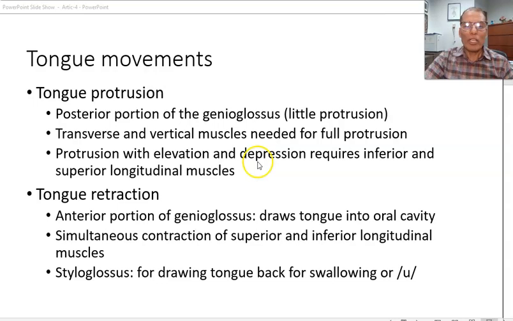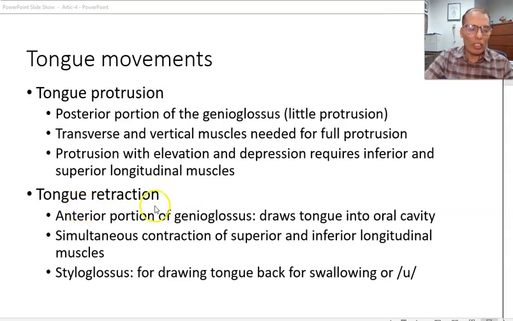Protrusion with elevation and depression like this or like this requires the inferior and the superior longitudinal muscles, in addition to the genioglossus.